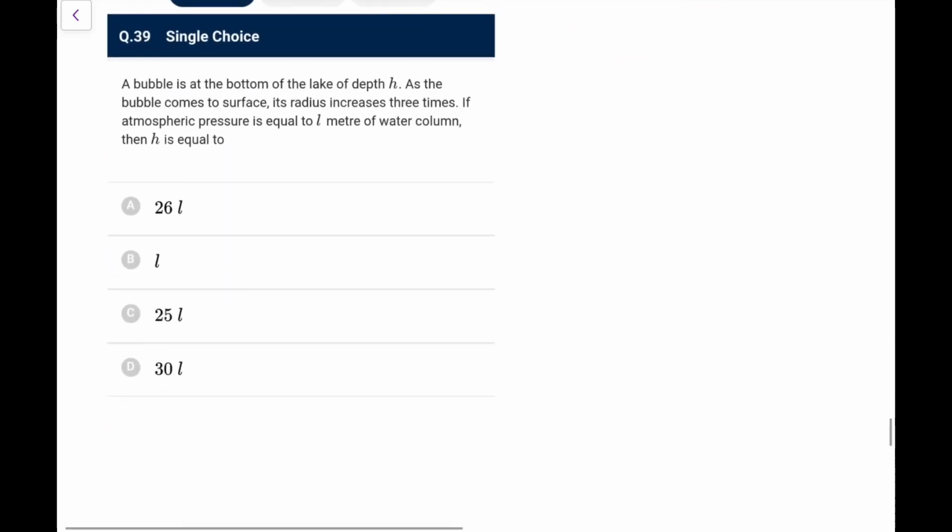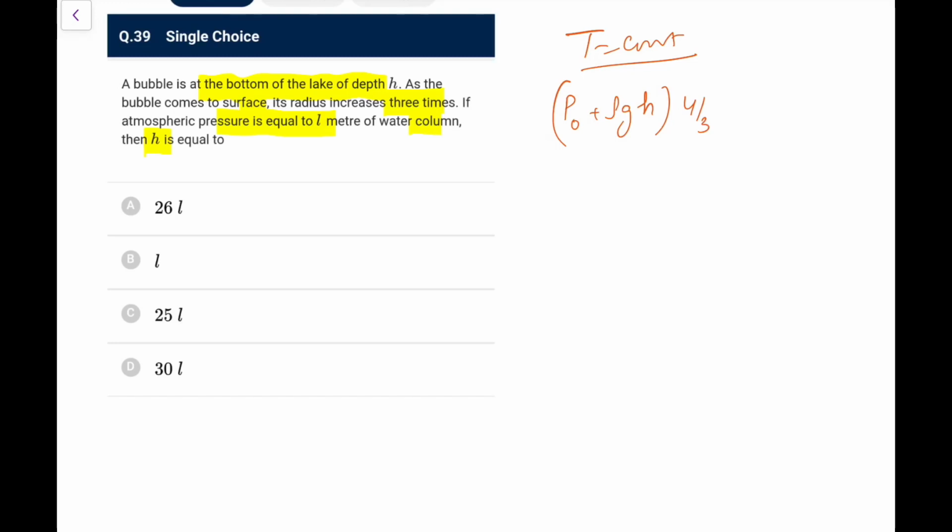Next, a bubble is at the bottom of a lake of depth h. As the bubble comes to the surface, its radius increases 3 times. If atmospheric pressure is equal to L meter of water column, then h is equal to. We assume the temperature to be constant. Air is packed inside. So initially the pressure there was P naught plus rho g h, into the volume, which was 4 by 3 pi r cube.